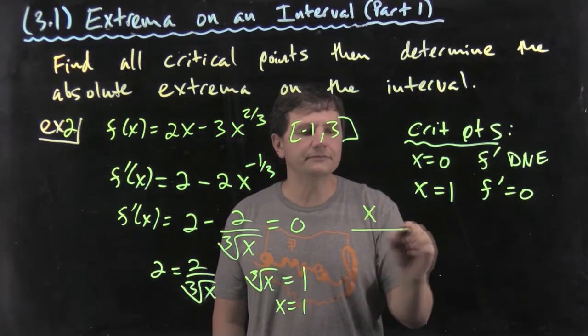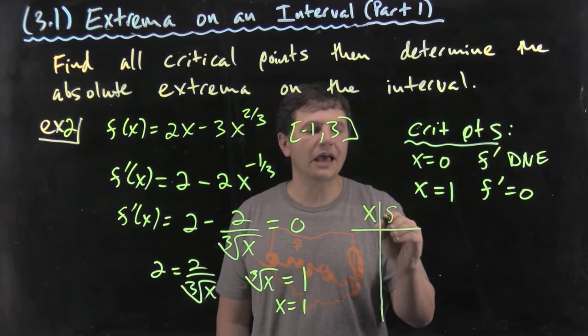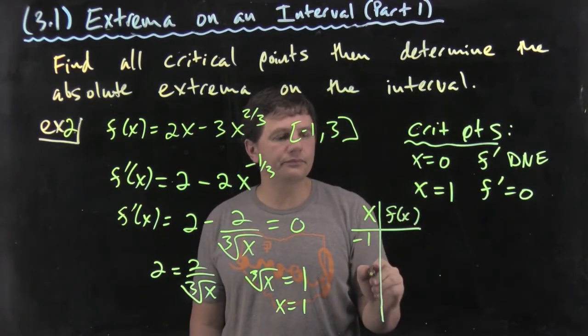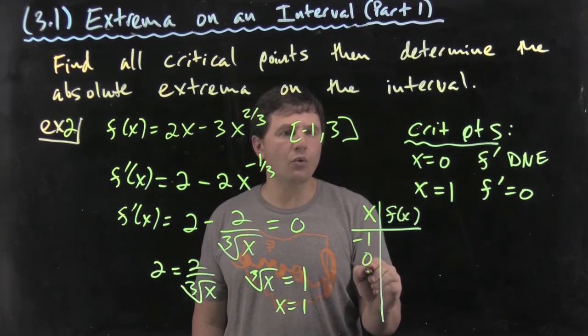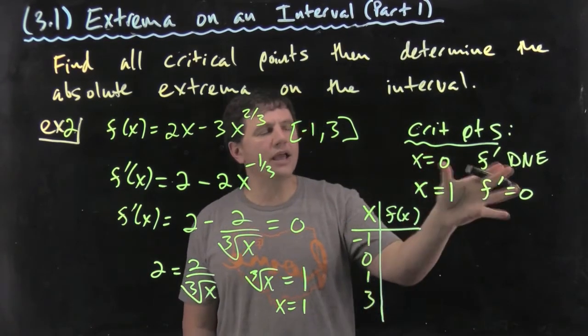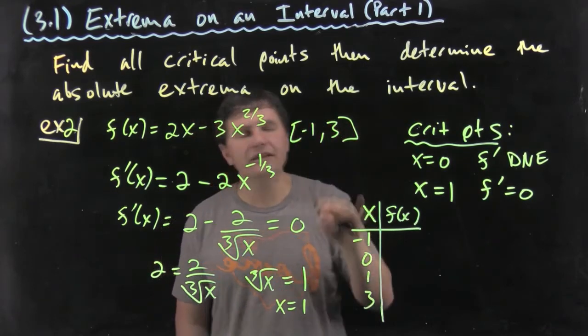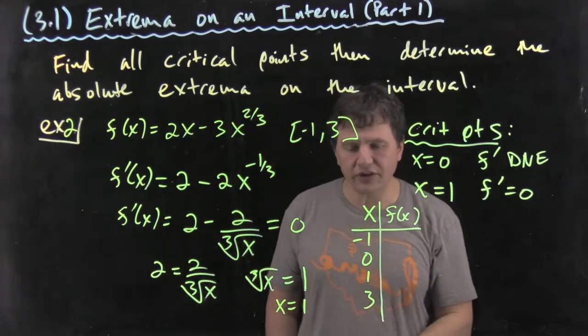So x, f of x, okay, and we have -1, 0, 1, and 3. And by the way, if we get critical points, once again, I think I mentioned this last time, but just to reiterate, that are outside this interval, we wouldn't be considering them for this example.